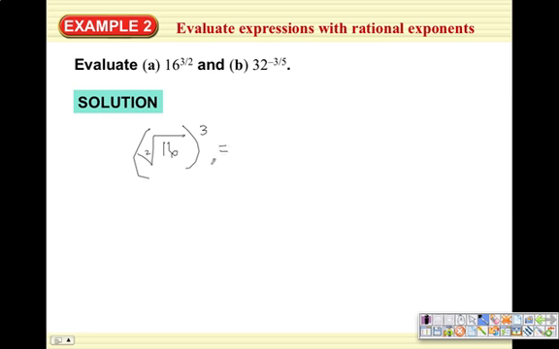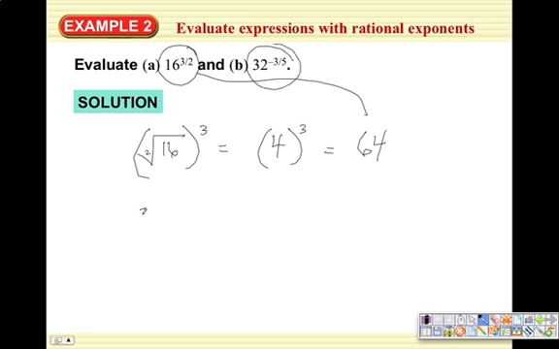Please don't rely on the calculator yet. Square root of 16, you know, is 4. And all you have to do is 4 cubed. You can do that in the calculator. 4 times 4 times 4 gives you 64. So 16 to the 3 halves is 64. Fairly easy, right? Now, 32 to the negative 3 fifths.